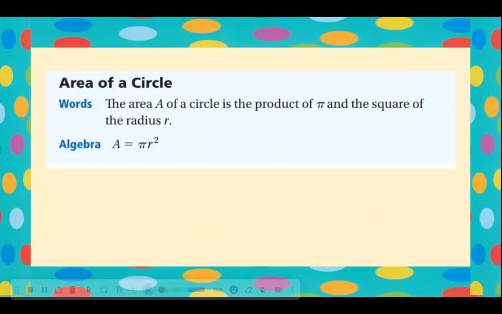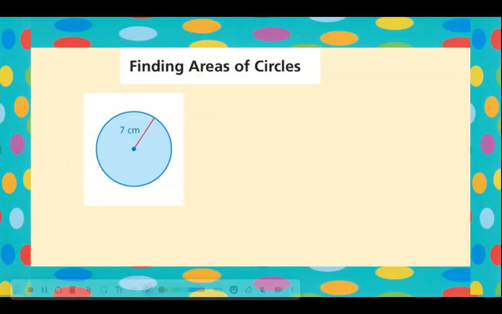Okay, now let's get into area. There's a different formula for area. Area equals pi times radius squared. Now we're looking for the inside. So if we put an area rug down in the shape of a circle, we're going to use pi times radius squared to see how much area it takes up.